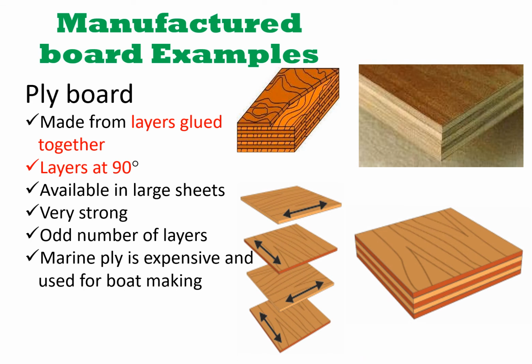The last type of manufactured board we will look at is plywood. Plywood is made from layers glued together, layers at 90 degrees. You can see from the side here how plywood is constructed. It's available in large sheets, it's very strong and has an odd number of layers. It can be quite expensive, but can be used to make curves.